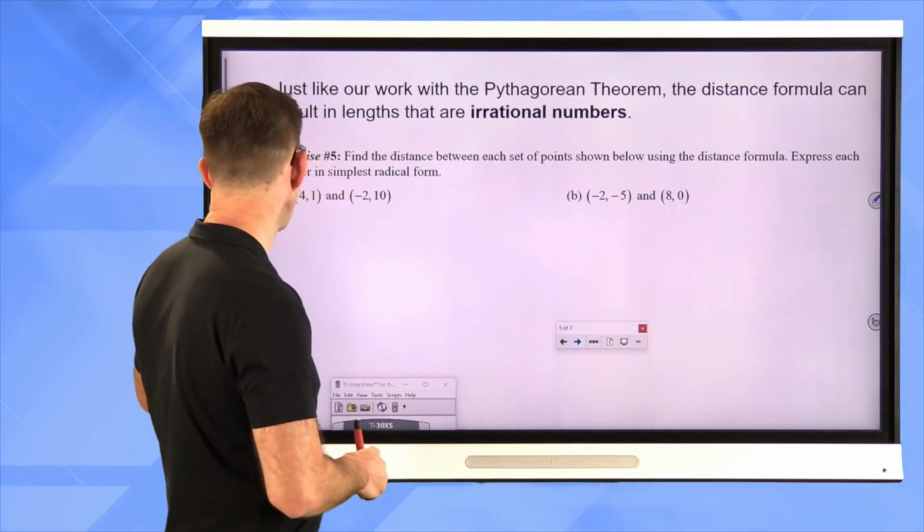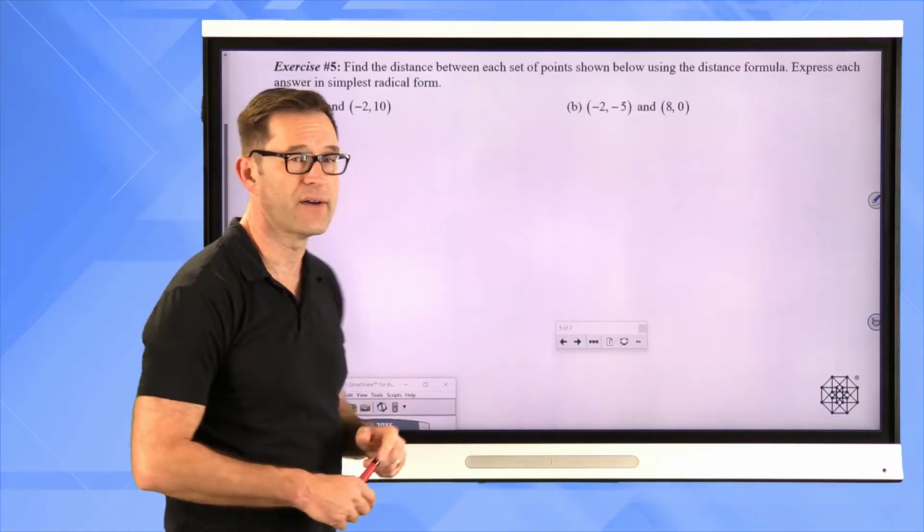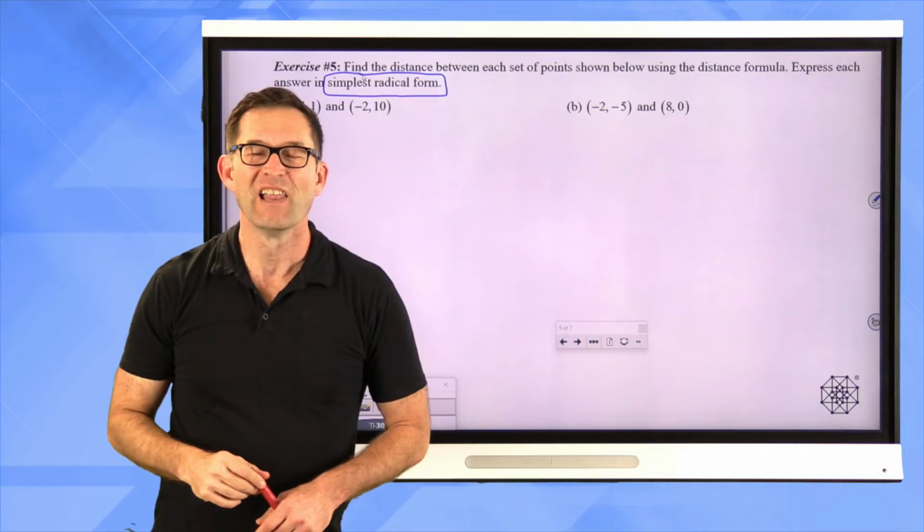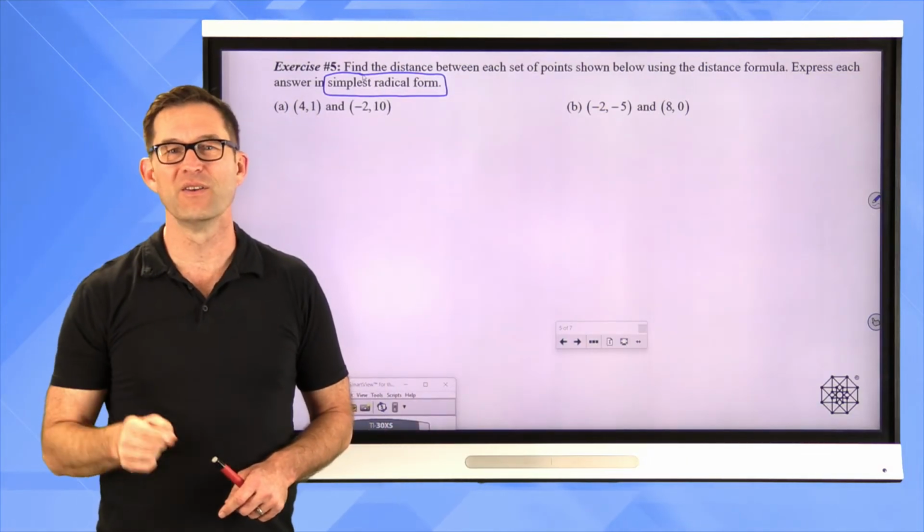Let's take a look at what we're going to do in exercise number 5. Find the distance between each set of points shown below using the distance formula. Express each answer in simplest radical form. All right, so there's our simplest radical form again. Let's do the first one together, then we'll have you do letter B on your own.